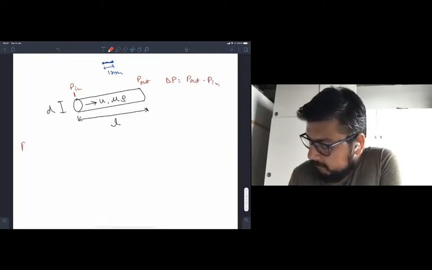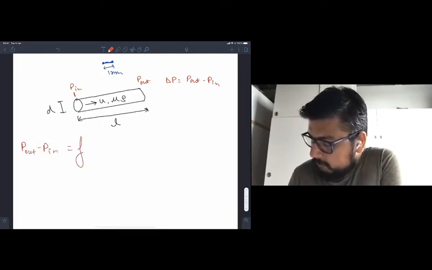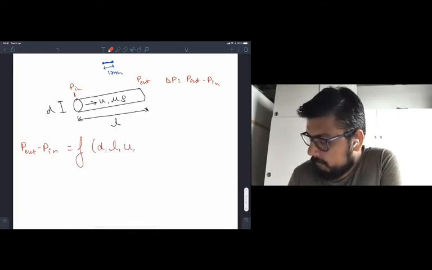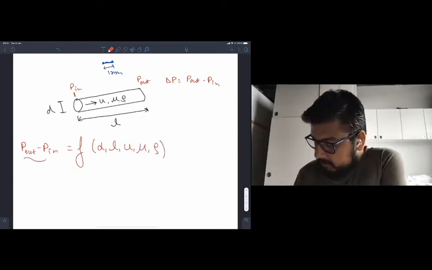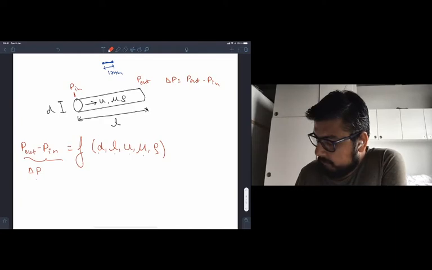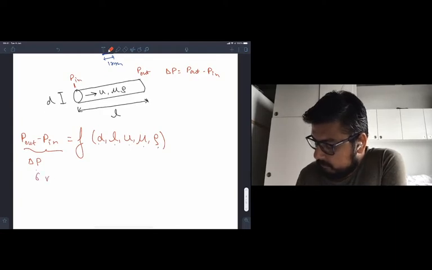And in principle, we might want to know what this pressure drop is as a function of, let's say, the diameter of the pipe, the length of the pipe, the velocity of fluid inside it, the viscosity, and density. So we can represent P in minus P out by delta P. So we have 1, 2, 3, 4, 5, 6 variables.